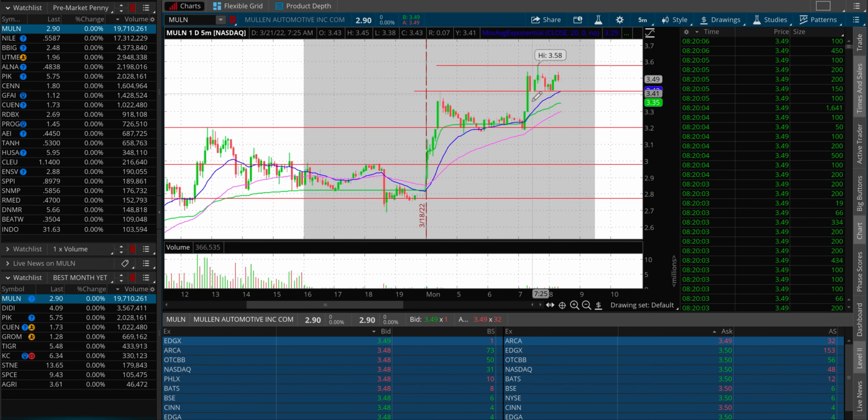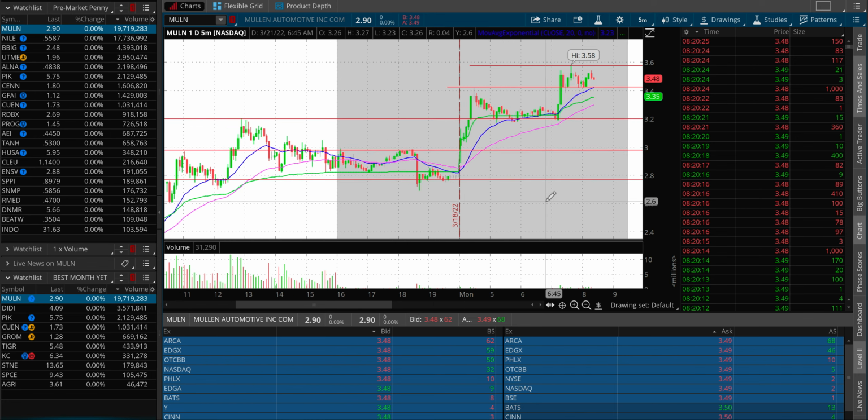So an entry here would be a bounce on this level of support of 3.42, which also happens to be EMA 20, or a break above the high of day of 3.58, which we know caused a squeeze every other time. So let's make those trade plans.